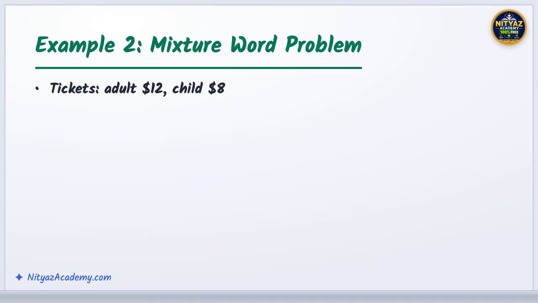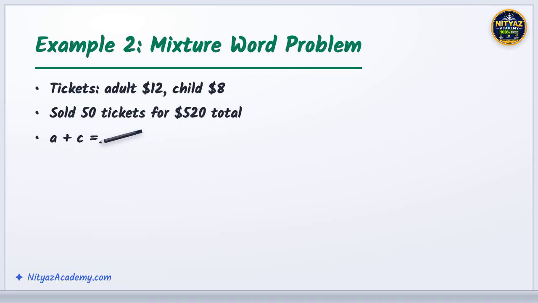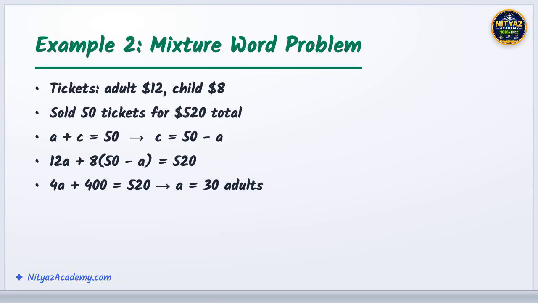Adult tickets are $12, child tickets $8. 50 tickets sold for $520 total. Let A be adults and C be children. First equation, A plus C equals 50, so C is 50 minus A. Second, 12A plus 8 times (50 minus A) equals 520. That simplifies to 4A plus 400 equals 520. So A equals 30. 30 adult tickets. 2 equations, 1 clean answer.